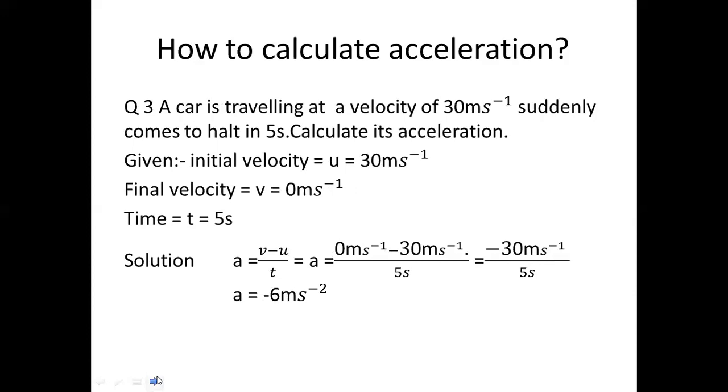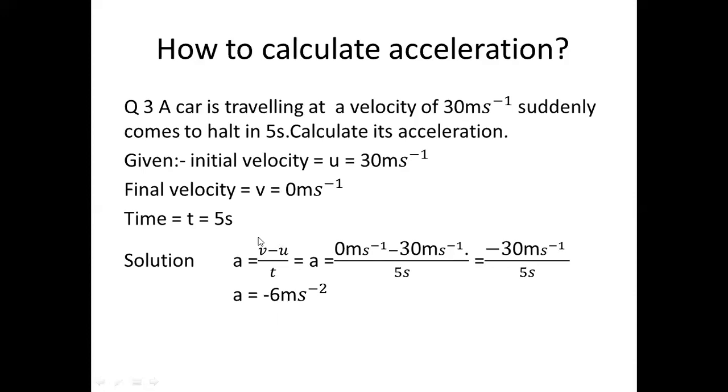A car is traveling at a velocity of 30 meter per second. Suddenly it comes to a halt in 5 seconds. That is, the brakes are applied and it comes to rest. Calculate its acceleration. So over here, initial velocity u is 30 meter per second, but final velocity is 0 because finally it comes to a halt, meaning it comes to rest.